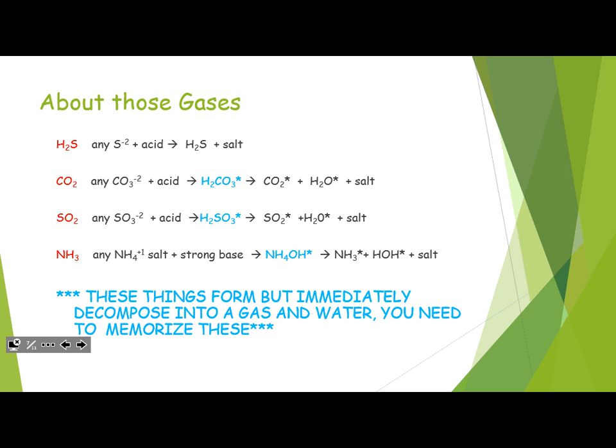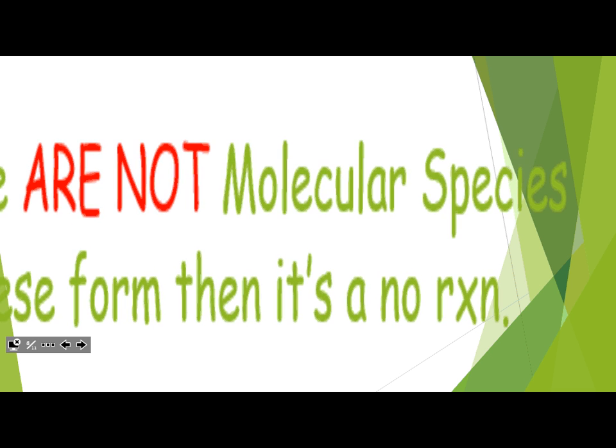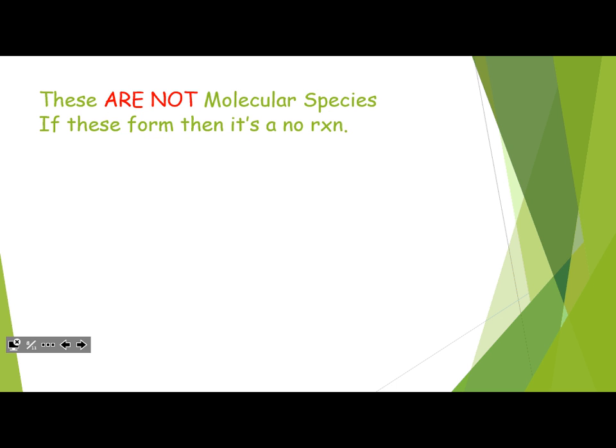So we did a little bit of practice of, can we figure out if it's a solid or not? What do we need to look for? Then we did a little bit with gases. And the last thing we need to talk about are those molecular species. The following things are not molecular species, but you may often see them form. If they form, it's not a reaction. Nothing has happened. The first one is the strong acids.